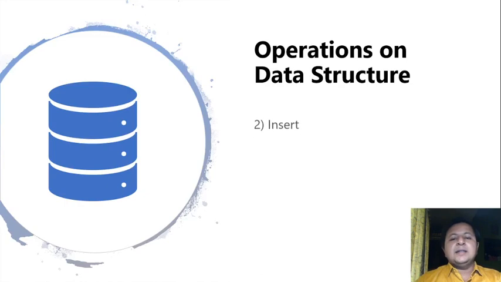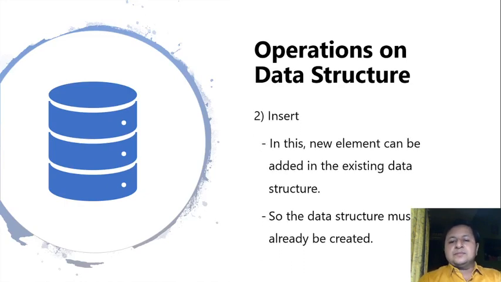Once we do create, the next operation we can do is insert. In this, a new element can be added to the existing data structure. If you see the description properly, here we assume that the data structure must be existing, which means the create operation should already be completed. So when we say insert, we are adding a new element. We can very well have a new element given by the user, and the operation will add that element to the existing data structure. As I said, the condition is that a data structure must already be created.